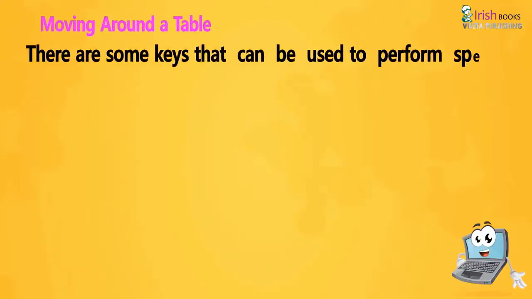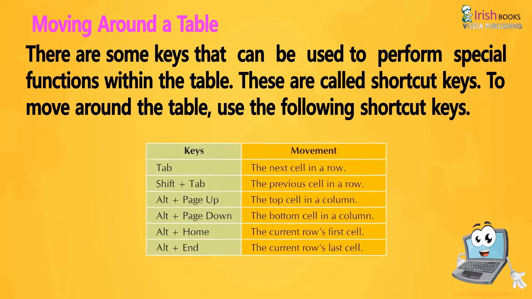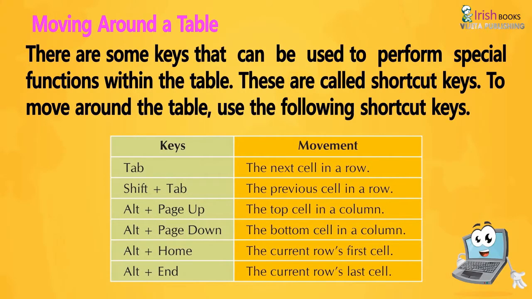Moving around a table. There are some keys that can be used to perform special functions within the table. These are called shortcut keys. To move around the table, use the following shortcut keys. Keys, movement. Tab, the next cell in a row. Shift plus Tab, the previous cell in a row. Alt plus Page Up, the top cell in a column. Alt plus Page Down, the bottom cell in a column. Alt plus Home, the current row's first cell. Alt plus End, the current row's last cell.